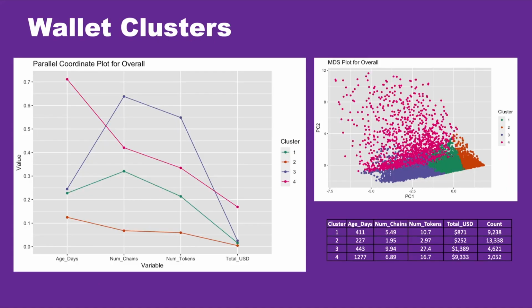So what we're staring at here, there's a lot going on, but the first focus to look at is on the left. What we did is we made what's called a parallel coordinate plot of the different cluster averages across four of the variables. So basically the age, the number of chains, the number of tokens, and the total amount of USD in that particular address. And there's four clusters that we've defined, and you can kind of immediately see some of their characteristics, but we've broken them down for you in a table in the bottom right.